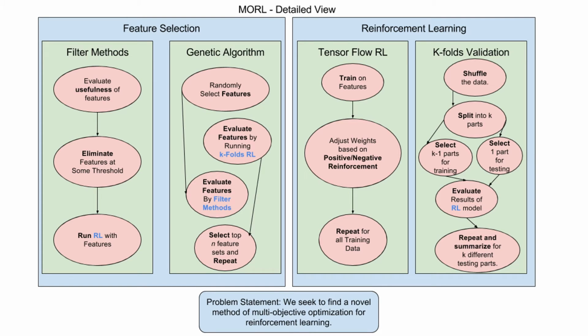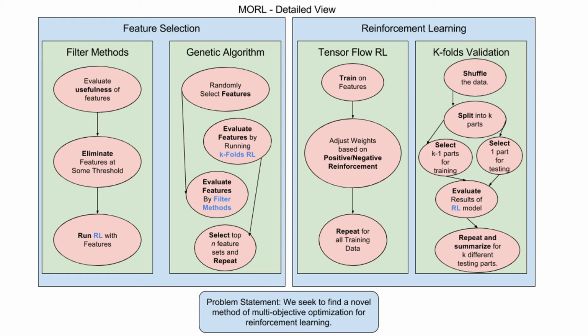So here's a more detailed view of the MORL system. It has two aspects, feature selection and reinforcement learning. In feature selection, we can use either filter methods or the genetic algorithm. In filter methods, we'll evaluate the usefulness of features and eliminate features at some threshold, and then run reinforcement learning with those features. In the genetic algorithm, we'll randomly select certain features, evaluate those features by either k-folds reinforcement learning or by filter methods, and then select the best features and mutate and generate new ones, in the hope that by repeatedly doing this we eventually get a very good set of features.